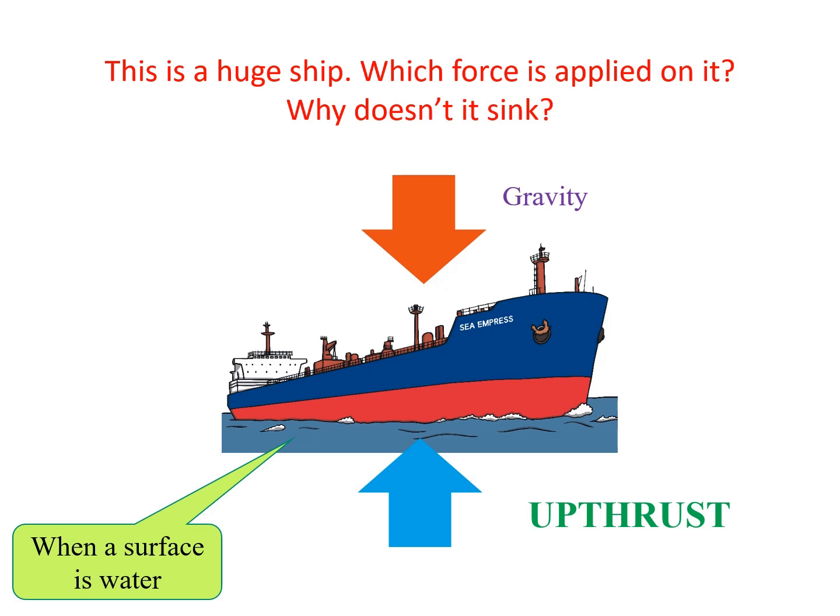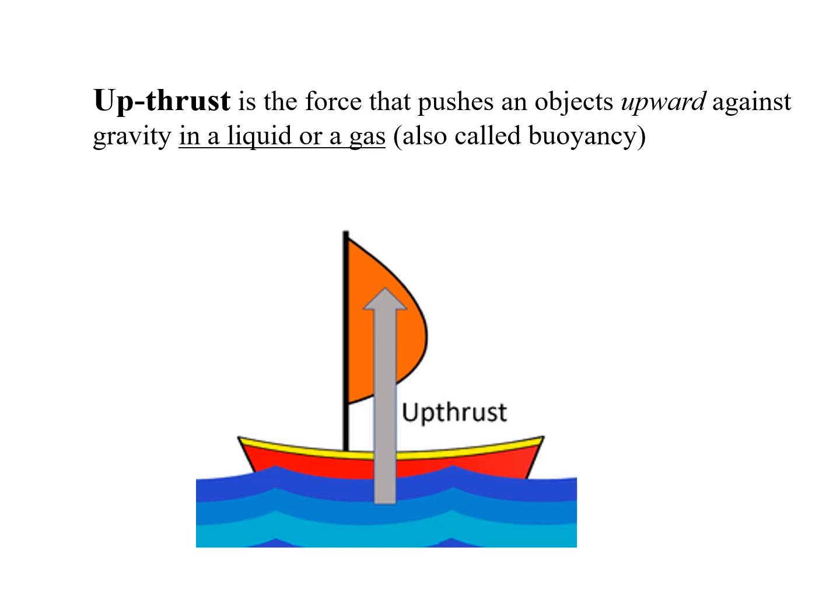Upthrust. Okay, so what is the definition of upthrust? Write it in your notebook. Upthrust is the force that pushes an object upward against gravity in a liquid or a gas. Remember, in a liquid or a gas. And this force is also called buoyancy.